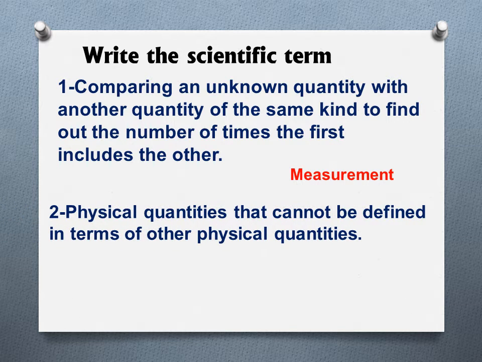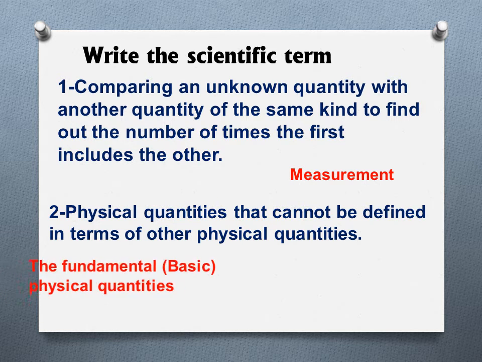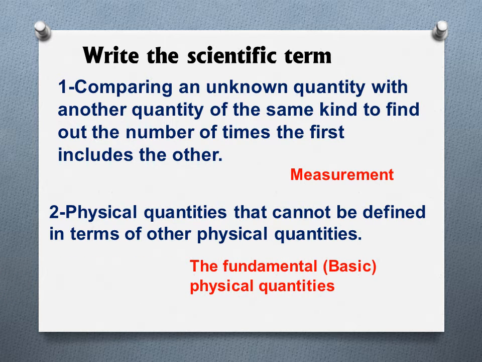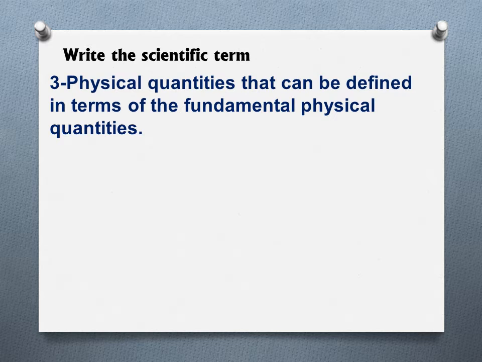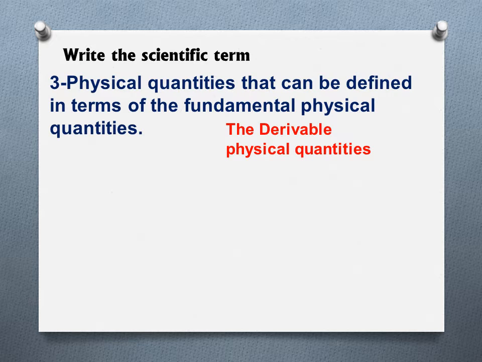The second question, physical quantities that cannot be defined in terms of other physical quantities. The fundamental or basic physical quantities like mass, length, time, etc. The third question in write the scientific term is a physical quantity that can be defined in terms of the fundamental physical quantities. It is a derived physical quantity like velocity, density, area, volume, etc.